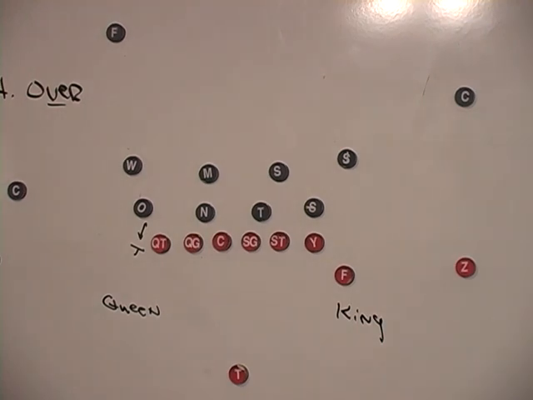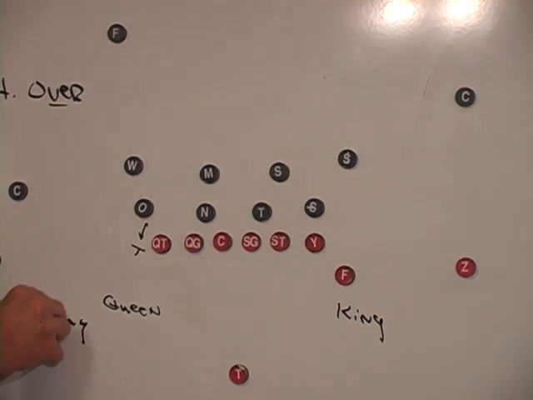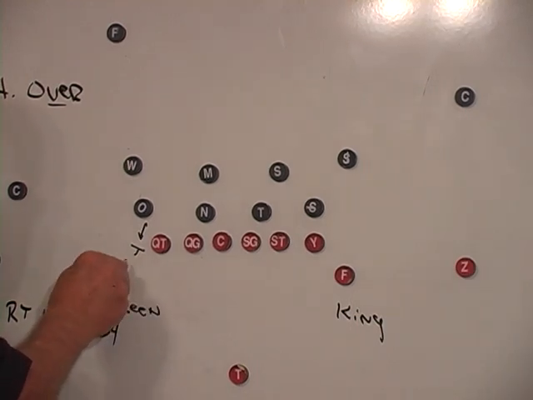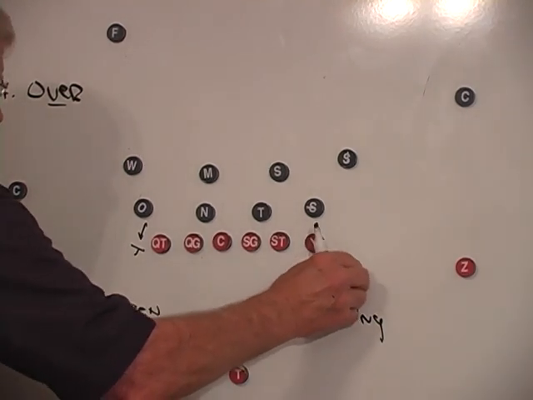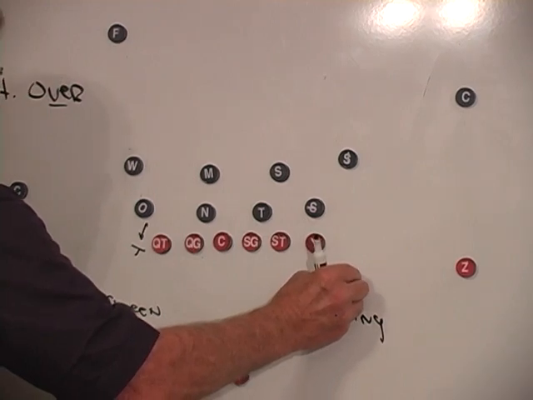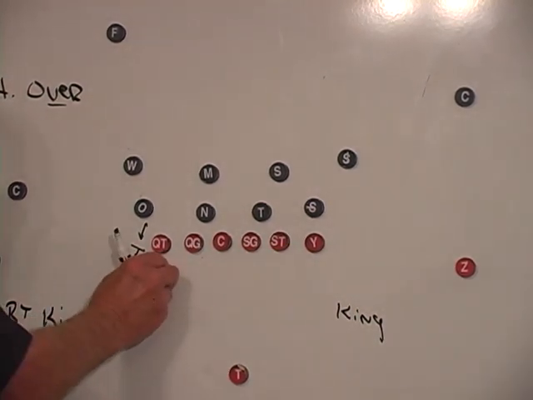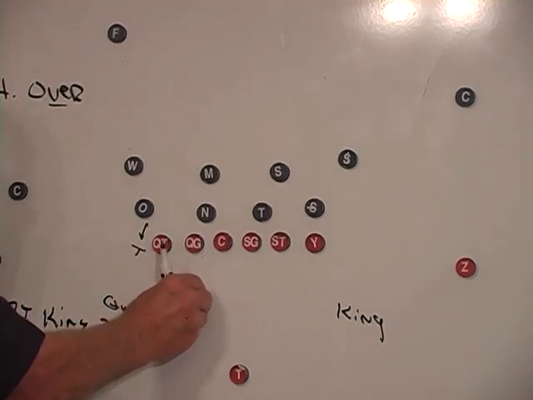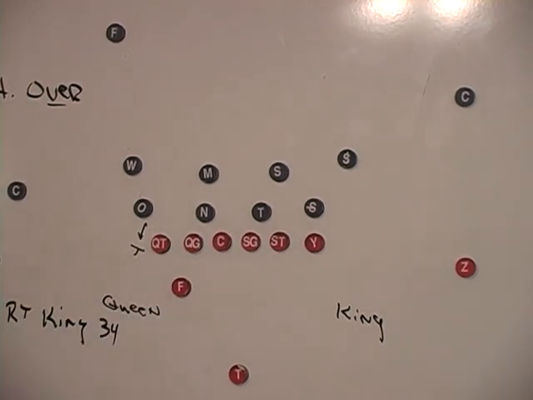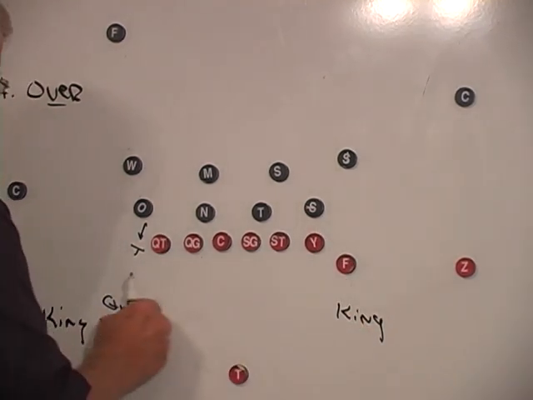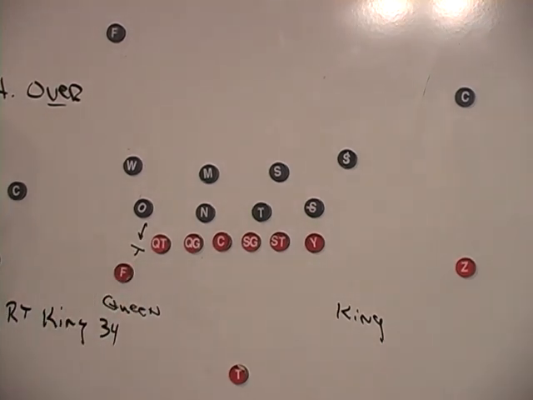Now if we called right king 34, he knows that he has to be over here to block 34. So he knows that we put him here out of the huddle, but he's either got to shift or go in motion to get back over here where he was. So this is king, this is queen.